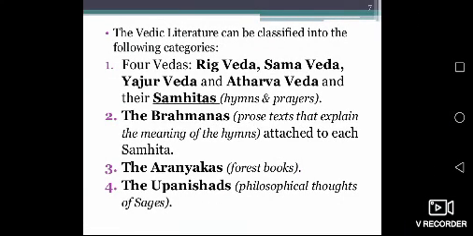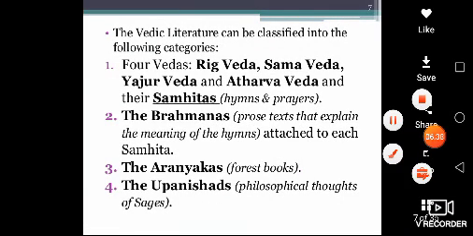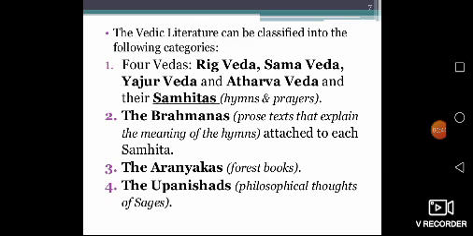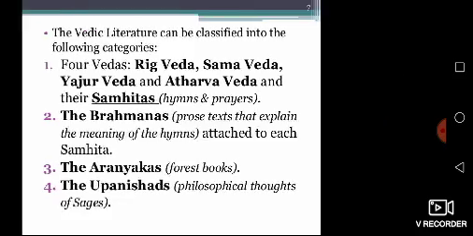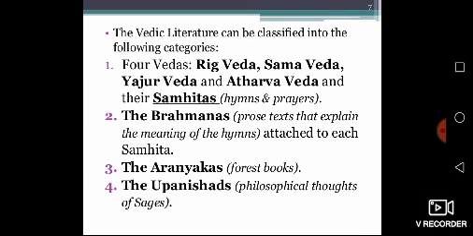Now we will move to the next part, that the Vedic literature is classified into four categories. The Vedic literature is divided into four categories. Which are they? The four Vedas, the Brahmanas, the Aranyakas, and the Upanishads.